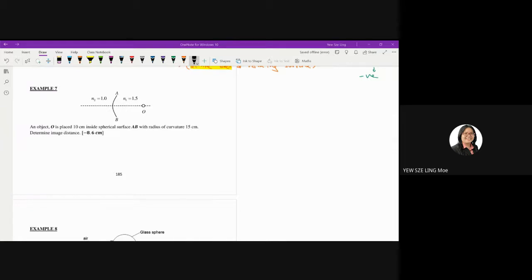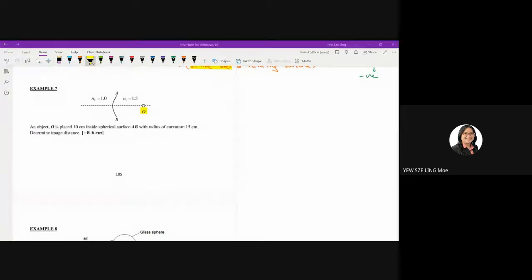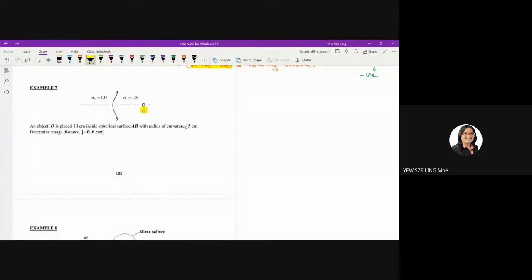Okay, now let's look at example 7. An object O is placed 10 cm inside a spherical surface. So now I have spherical surface AB, and my object is located inside the spherical surface. This is the object. This spherical surface has a radius of curvature of 15 cm. Then determine the image distance.